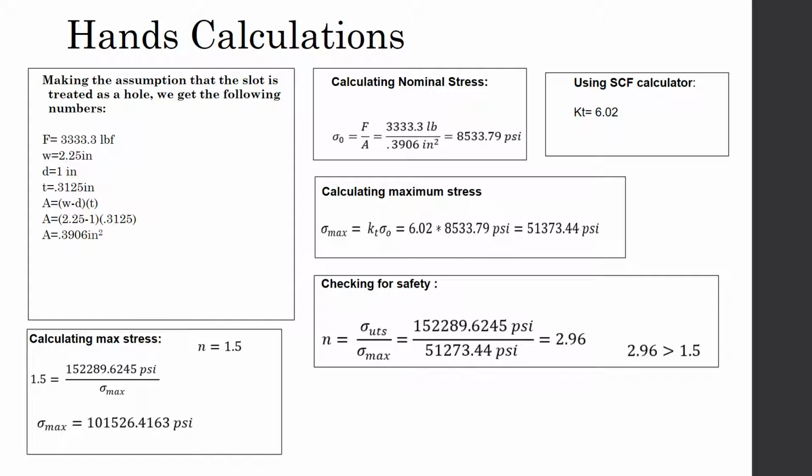Put our ultimate tensile strength over our maximum, which is at the slotted hole. We got a safety factor of 2.96, which is well above our 1.5 safety factor. On the bottom left corner, it's just calculating the maximum stress that the model would be able to take, assuming the 1.5 safety factor.